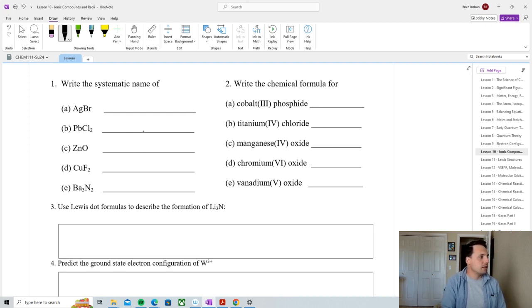So if we want to write the systematic name of AgBr, this is silver bromide. One thing I always do is I write the names of chemical compounds all with lowercase because these are not proper nouns. Silver is not a variable charge. It has a fixed charge of +1, so we don't write it as silver 1 bromide, although that wouldn't technically be incorrect. Lead can have two charges. It can be +2 or +4. In this case, since chlorine is -1, this has got to be a +2 lead 2 chloride.